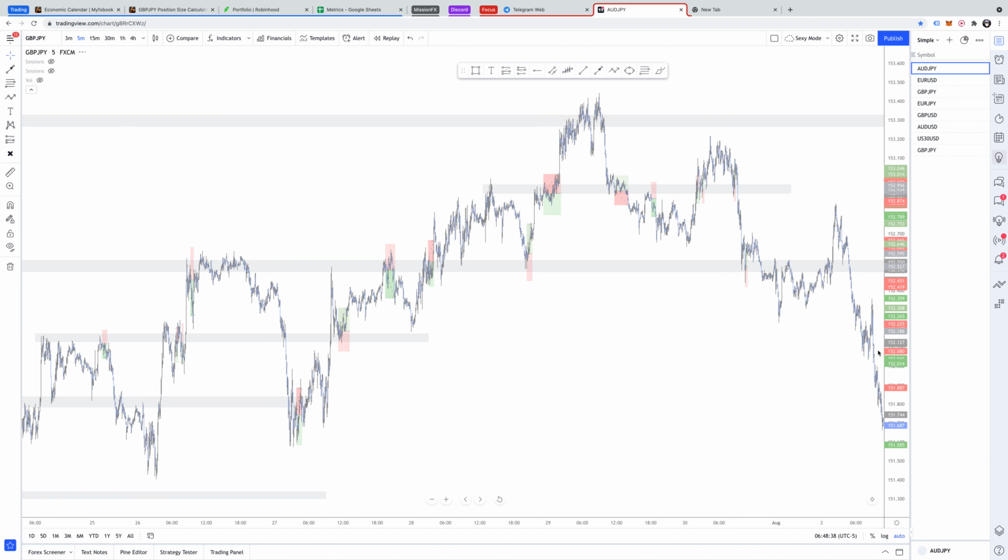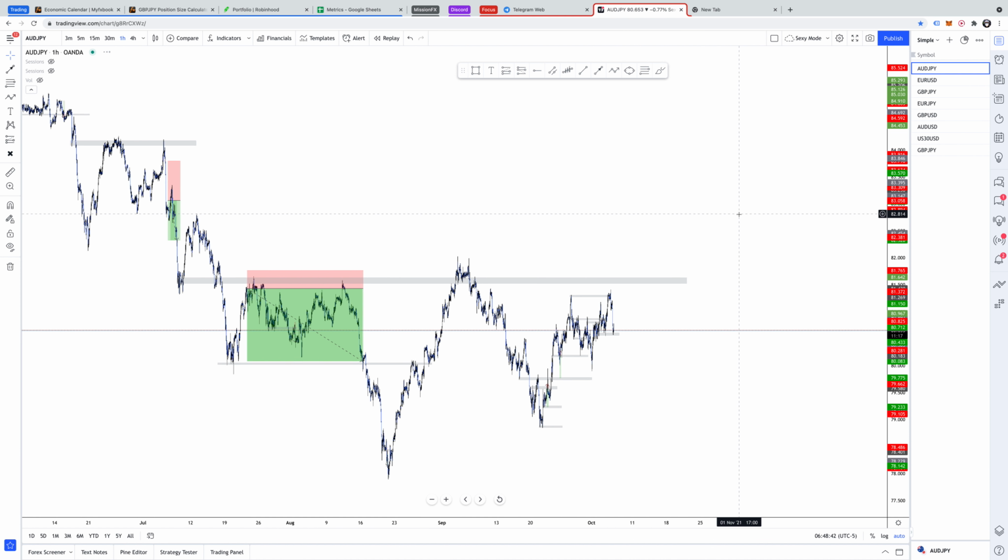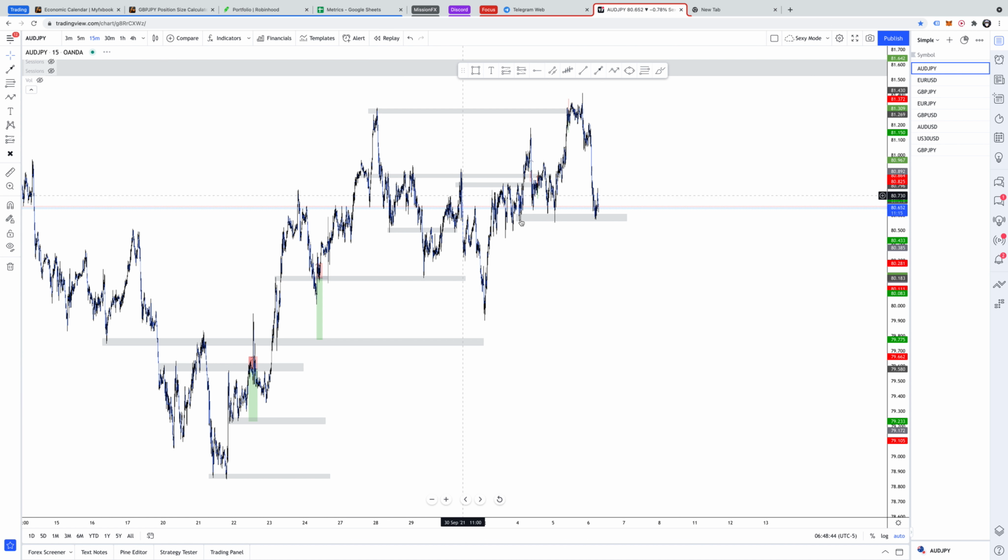But yeah, that's all I'm trading right here. Super simple, just pretty much the FX majors, everything you see here on the right. And we will be waiting for all this stuff to set up.